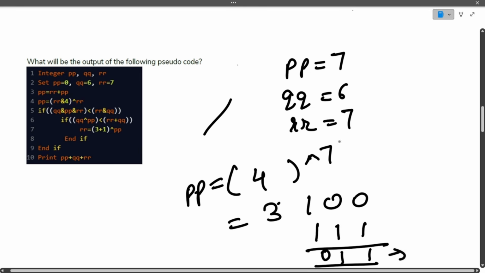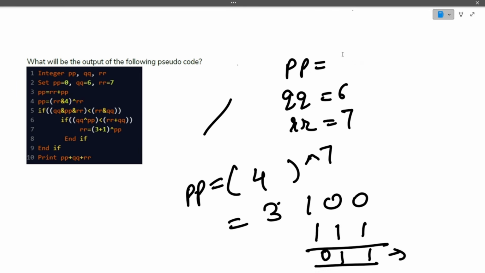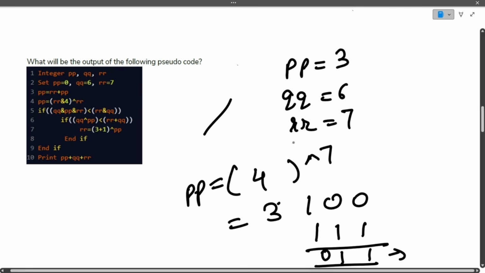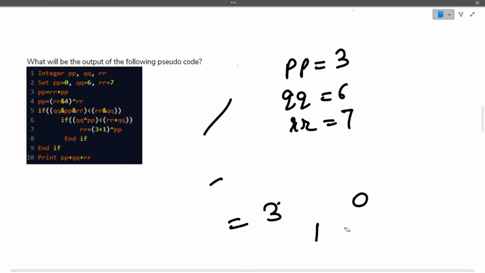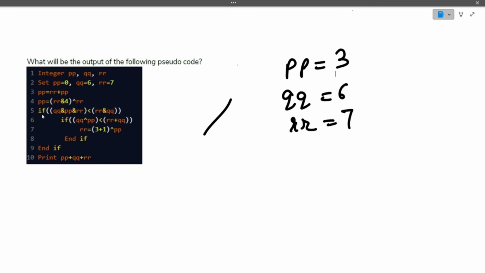So PP has now become 3. The PP value has been updated to 3 only. I hope till here it is clear to you. These are bitwise operators and you must know all about them: when XOR happens, what happens. Now next is the if condition.